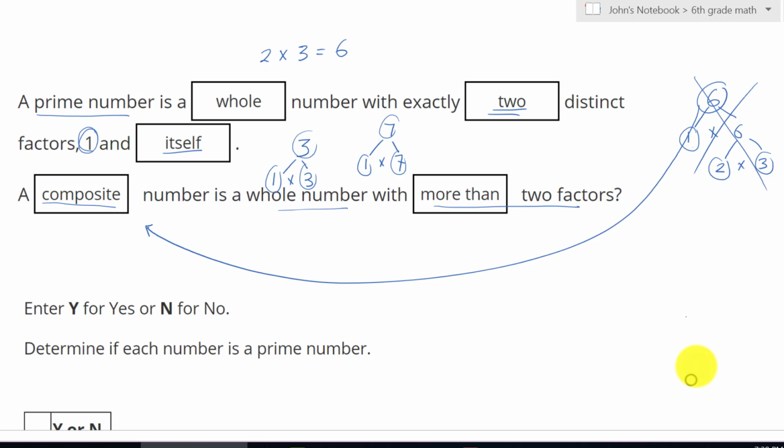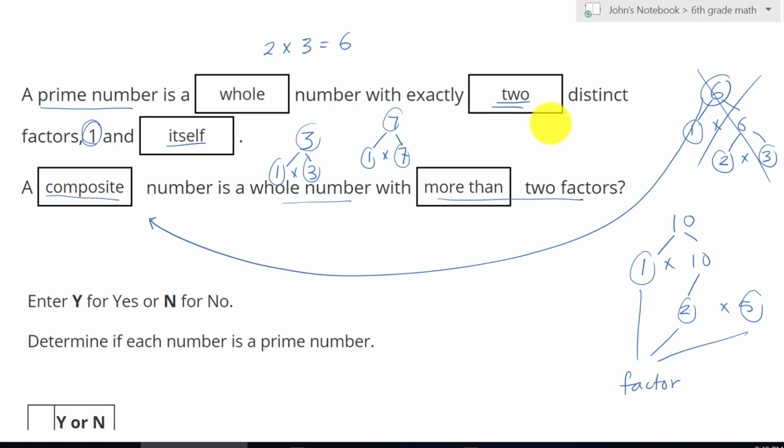Let's look at another example. We have 10, your favorite number. Well, what is 10? 1 times 10 gives us 10. But 10 can also be equal to 2 times 5. So notice how we have 1, 2, 3. These are 3 factors that make up 10. So therefore, 10 is a composite number. And that's the difference between prime number and composite number.